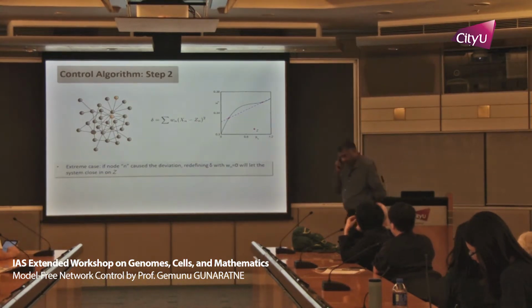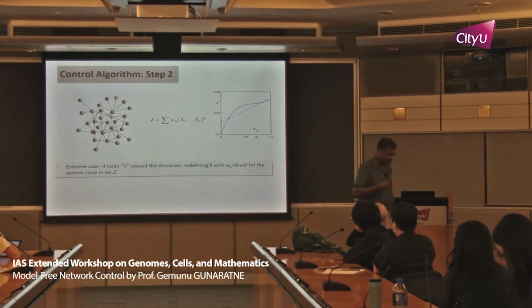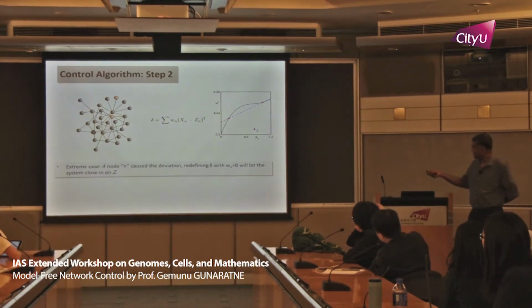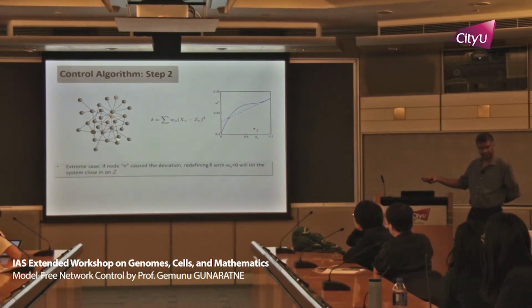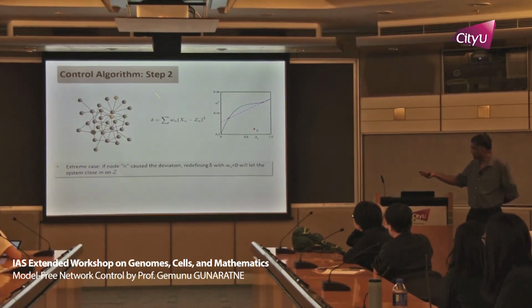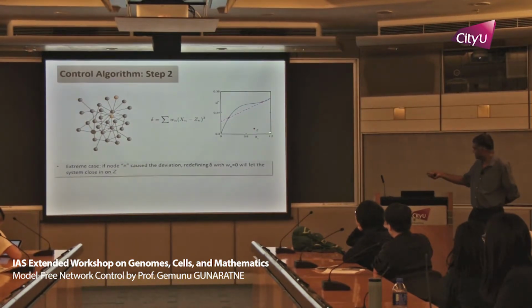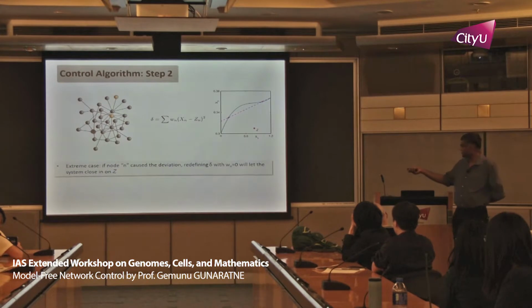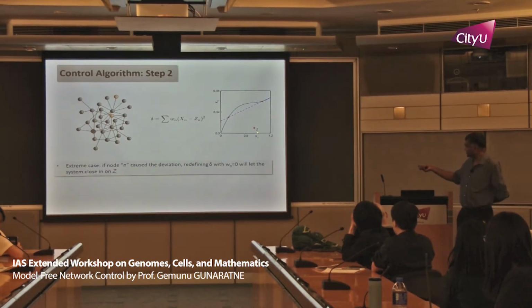So let's see what happens. Let's take an extreme case. Let's say this difference is only because of one of these genes. Everything else, just by changing this x1, suppose I can change everything else close to here, but this one gene cannot be brought close to the target.